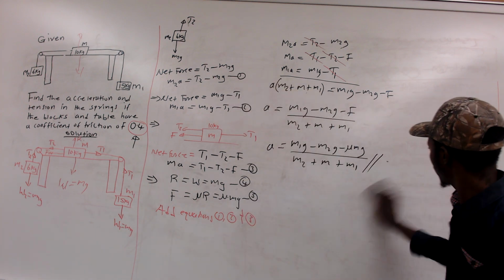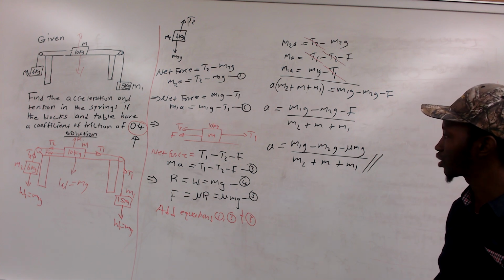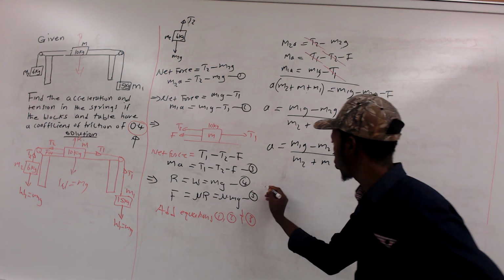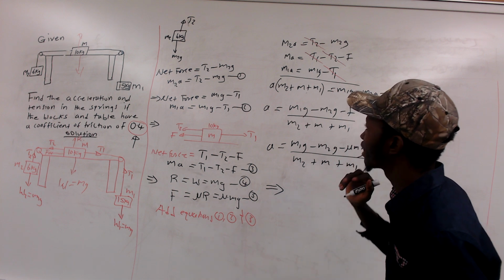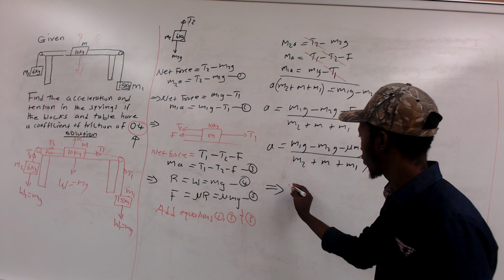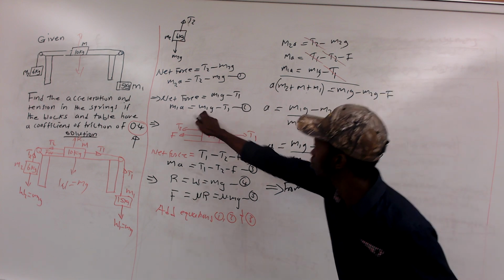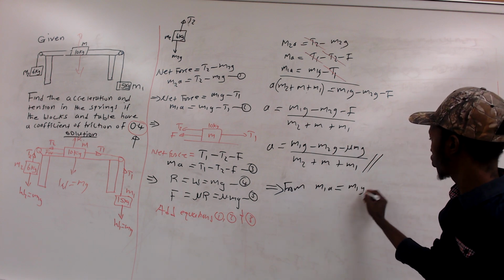So with respect to that, since we have A, our next point is to try to find T1 and T2. So what will be the next point? How can we find T1? Let's look for T1. We'll take equation 2, from M1A. It's going to be M1G minus T1.